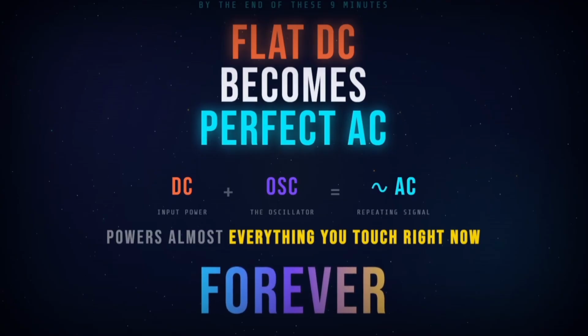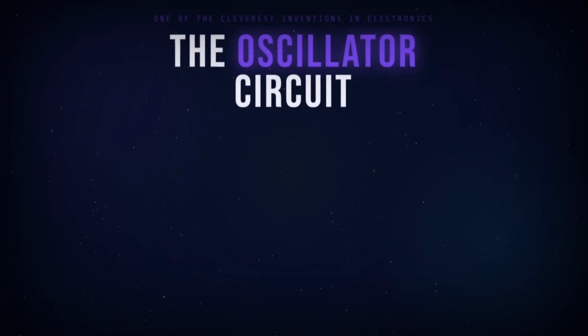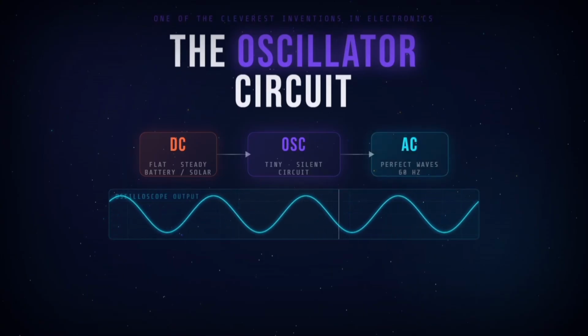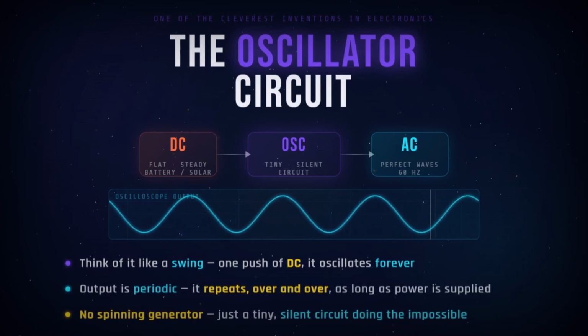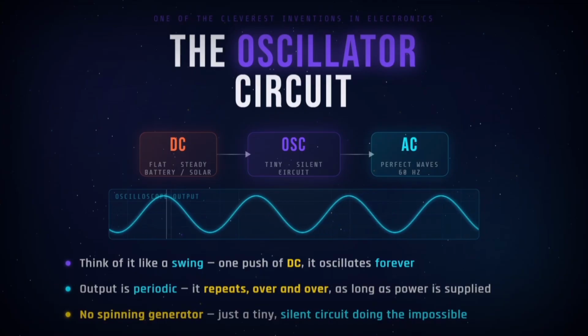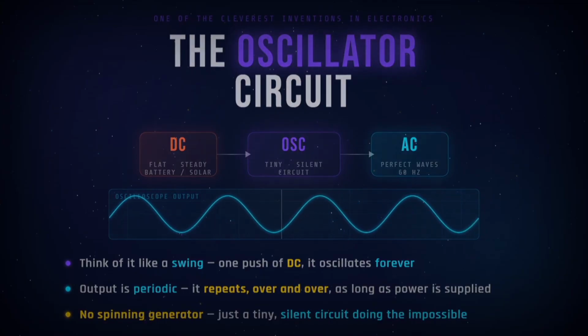Let's start simply. An oscillator is a circuit that takes a DC power supply, a steady, flat voltage, and converts it into a continuously repeating AC signal. Think of it like a swing. You give it one push, that's your DC input. And then, if the conditions are right, it keeps swinging back and forth on its own. That back and forth motion, that's your oscillating signal.